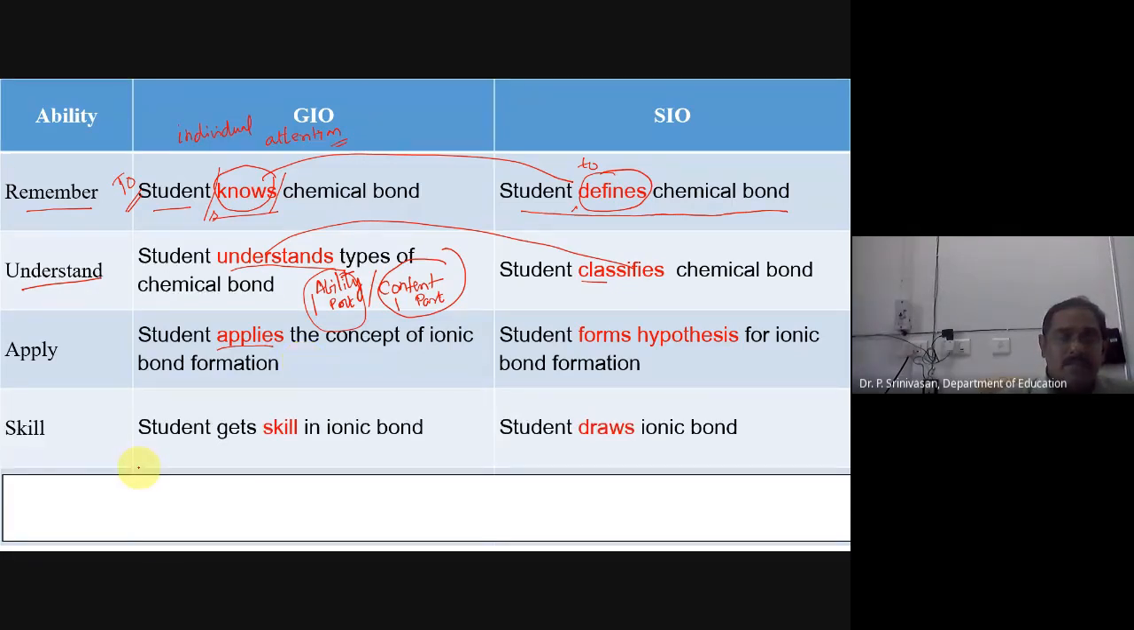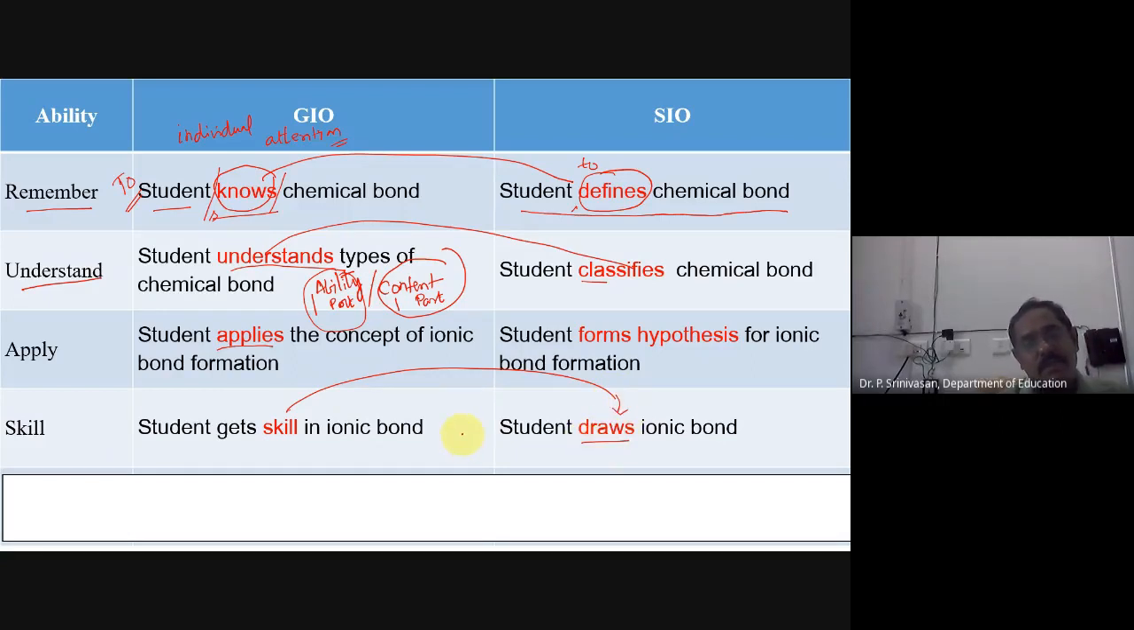Next, skill. Students get skill in ionic bond. In the SIO, the student draws the ionic bond. See the change: from skill, it is generic, and here it is specific. Draws.